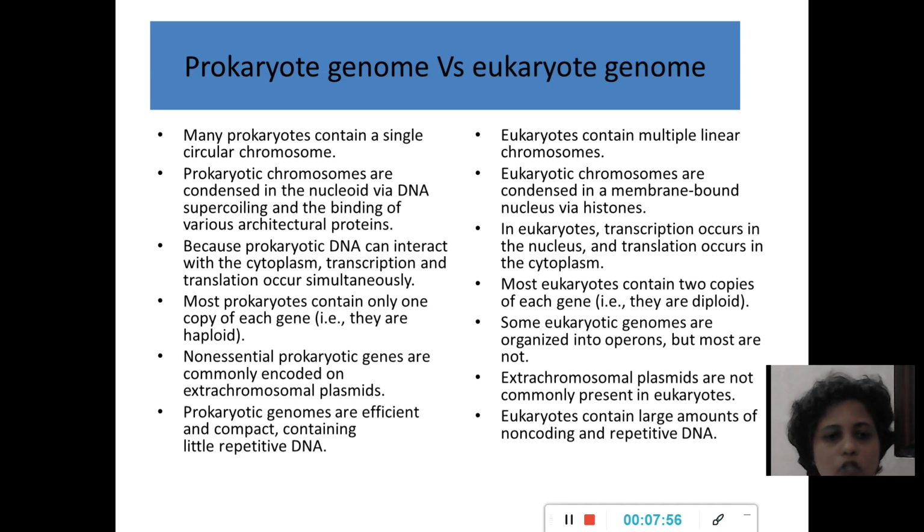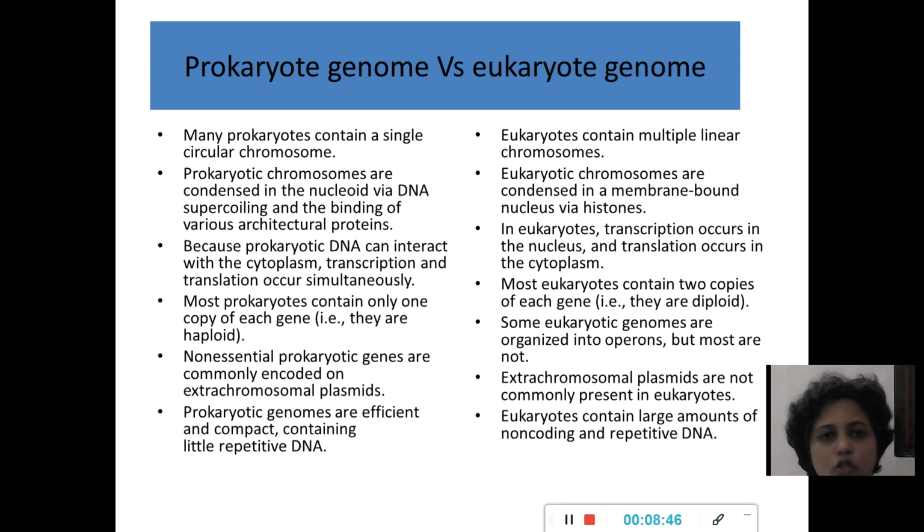Most prokaryotes contain only one copy of each gene, that is, they are haploid. But most eukaryotes contain two copies of a gene, that is, they are considered to be diploid. Of course, there are variations. It's not that all eukaryotes are diploid, but they usually contain different copies of a gene. Non-essential prokaryotic genes are commonly encoded on extrachromosomal plasmids, but extrachromosomal plasmids are not commonly present in eukaryotes. Prokaryotic genomes are efficient and compact, containing little repetitive DNA. But eukaryotes contain large amounts of non-coding and repetitive DNA.